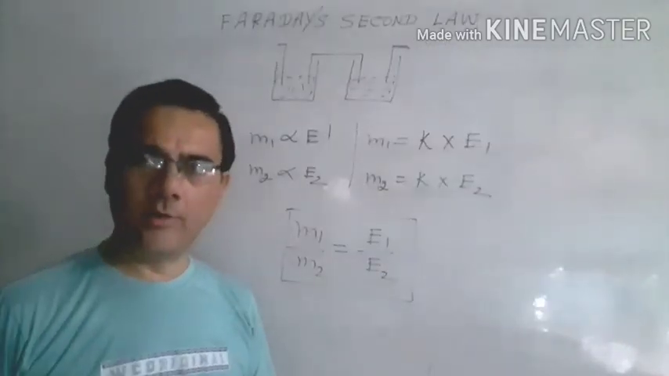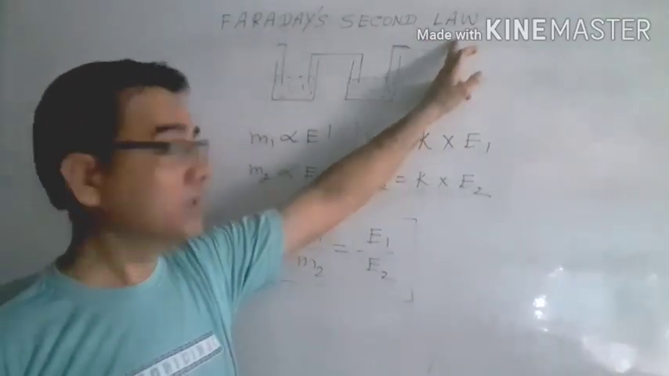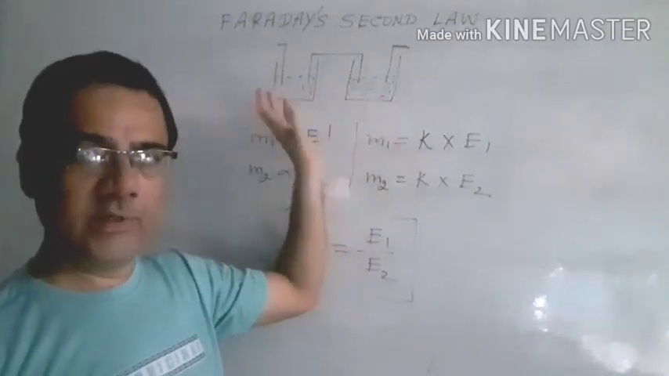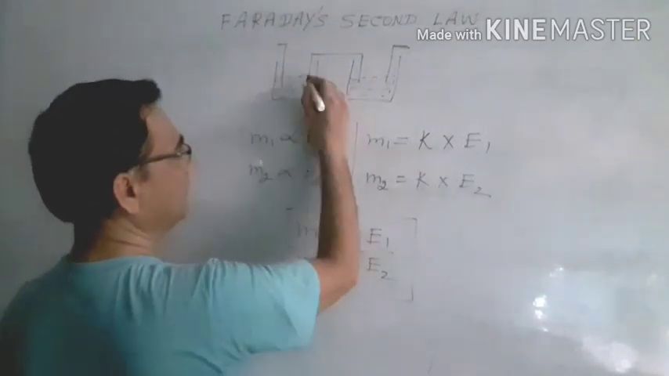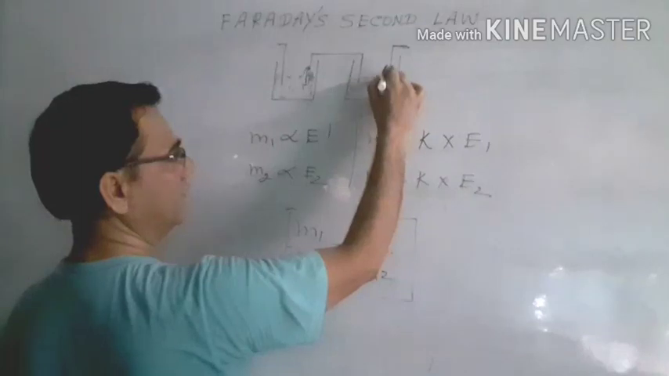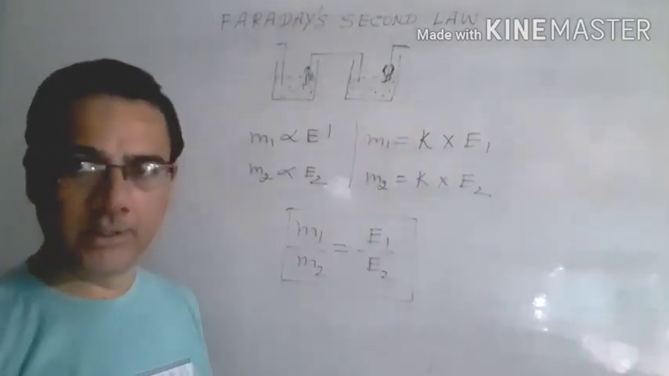Now see the second law, Faraday's second law. What this law says: if two cells are connected to each other and the electric current is passed into them, some amount of the metal will deposit at this electrode, and some amount of the metal which is present in this vessel will be deposited at this electrode.